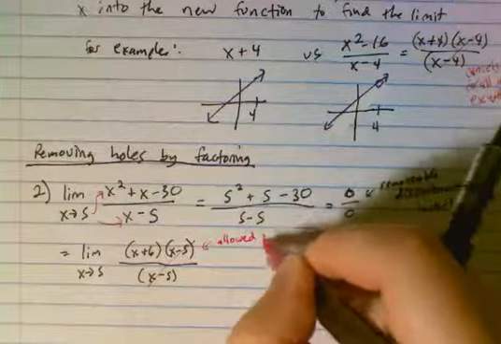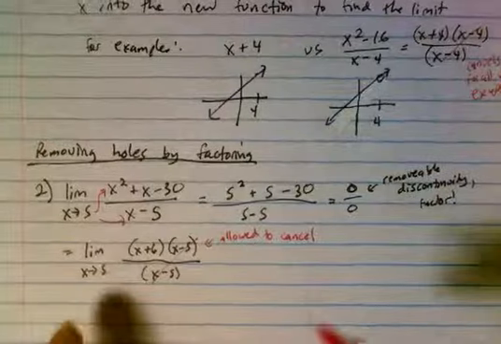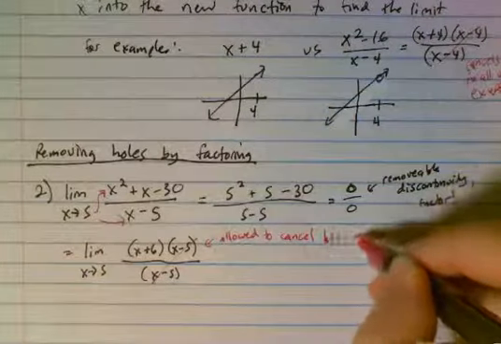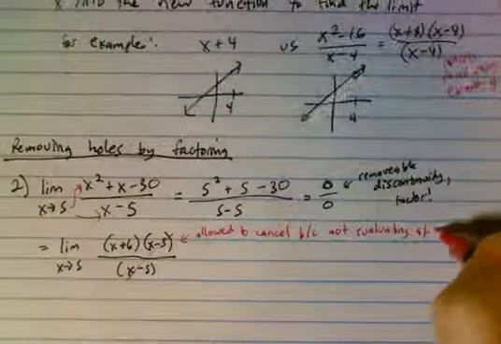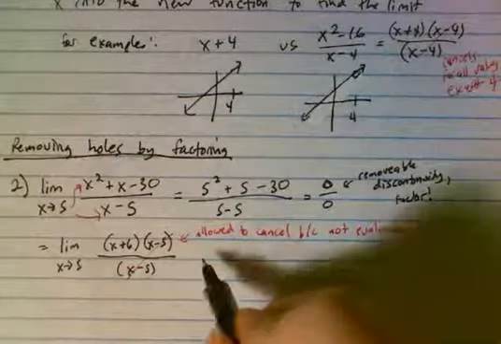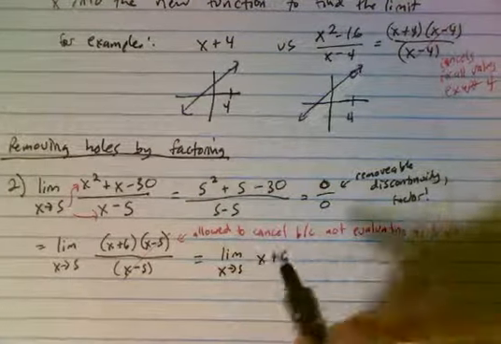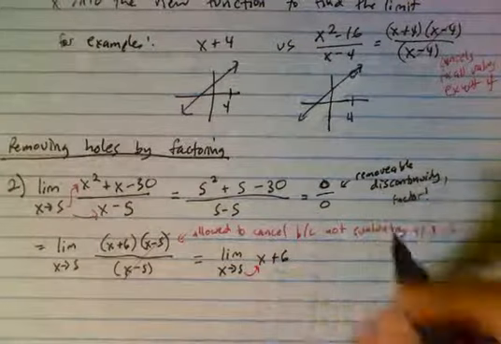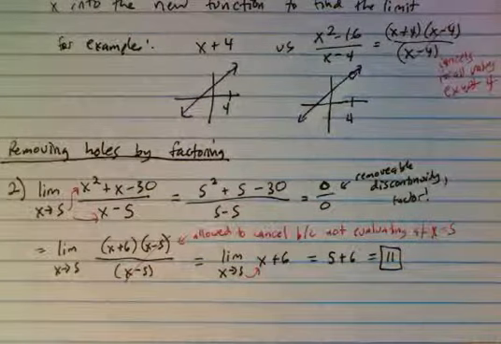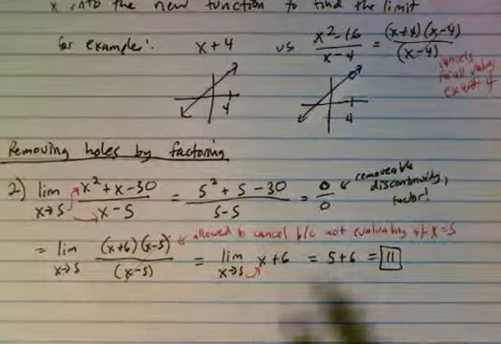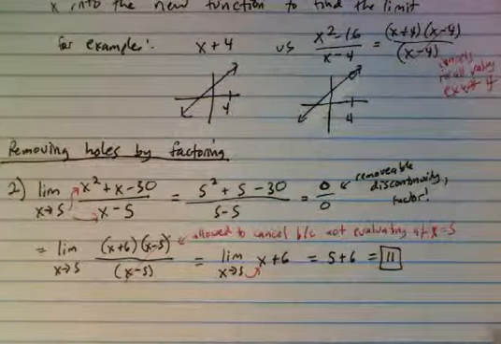because we're not evaluating it at 5. We're saying as we get really close to 5, but not exactly at it. So this means this behaves like the limit as x approaches 5 of x plus 6. Now we can just plug that in, and there's our limit. If we didn't have that hole, that removable discontinuity, the function would be equal to 11 when x was 5. So that's the gist of it.